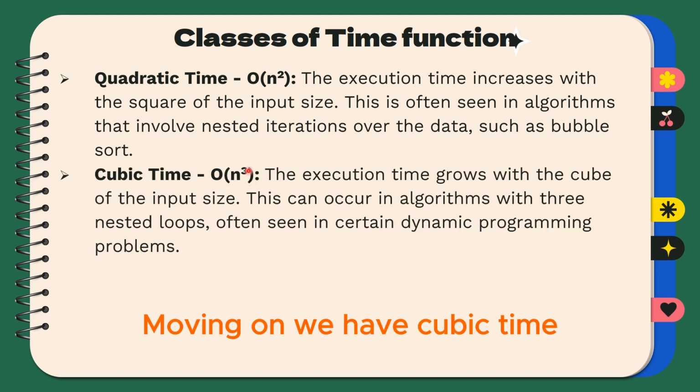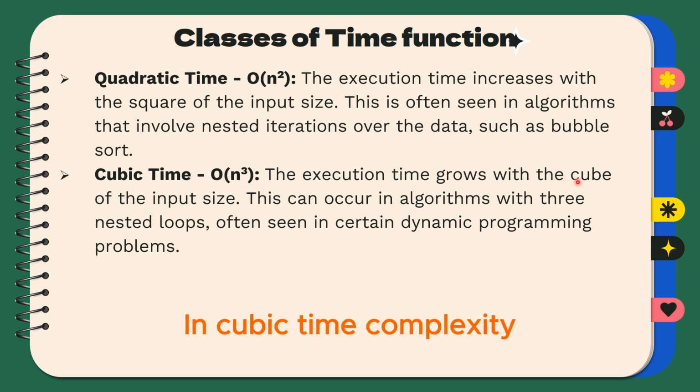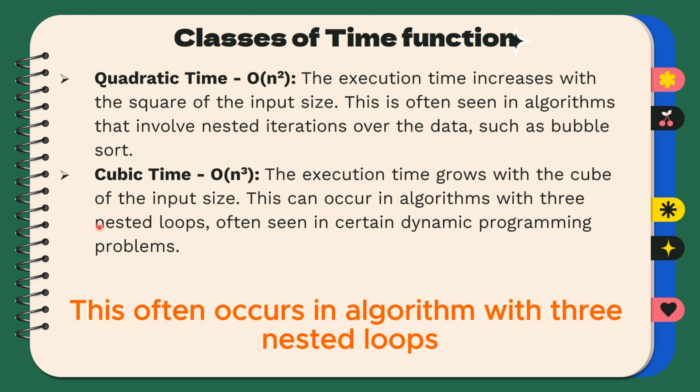Moving on, we have cubic time, which is denoted as big O of n cubed. In cubic time complexity, the execution time grows with the cube of the input size. This often occurs in algorithms with 3 nested loops.